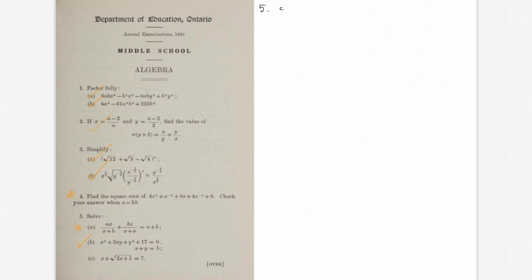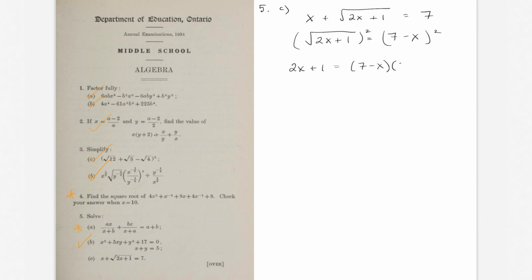Now 5c was this equation. x plus the square root of 2x plus 1 is equal to 7. In order to solve for x, I realized I needed to get rid of that square root. The easiest way to do that is to raise both sides of the equation to the power of 2. That left me with this, which I just needed to simplify. And once I did that, I was left with this quadratic, x squared minus 16x plus 48.